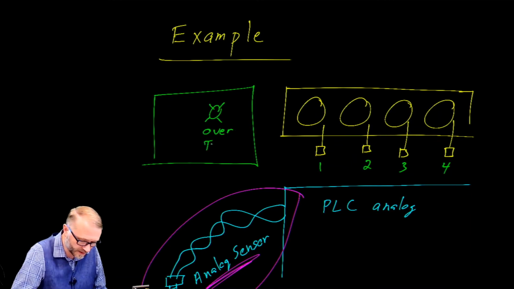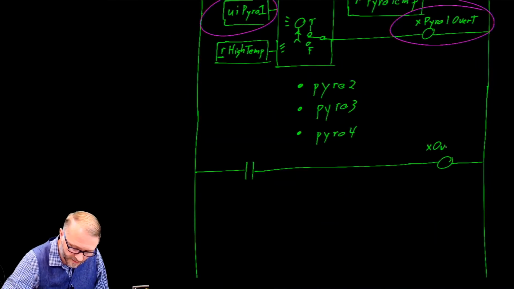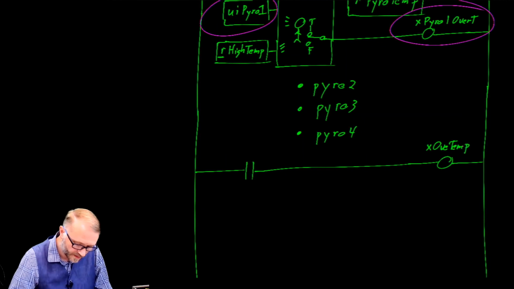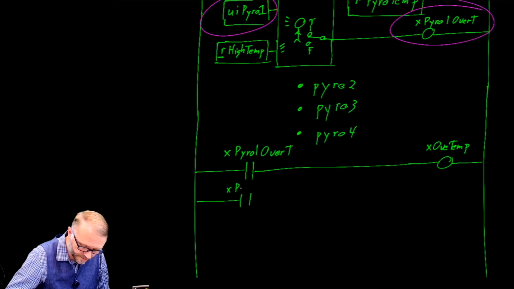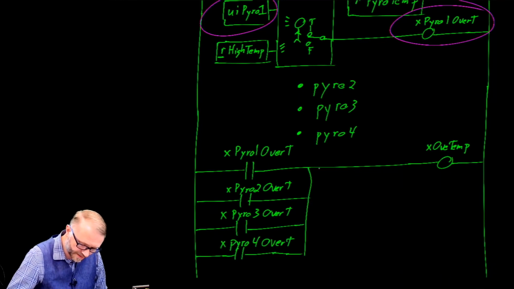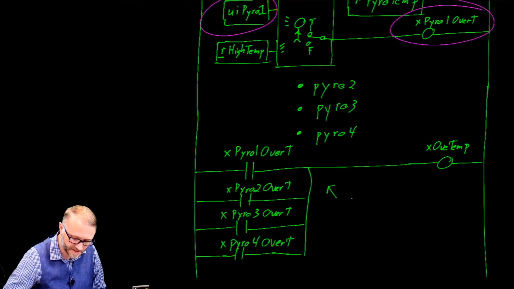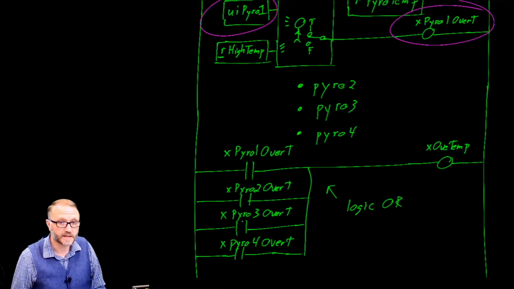Okay, so over temp. So we come down here, Boolean over temp, and we'll let that accept this pyro here. Pyro 1 over temp, pyro 2, 3, and 4. We OR them all together, and we are done. So that is a logic OR. So if any of these activate, we will have an over temperature lamp.